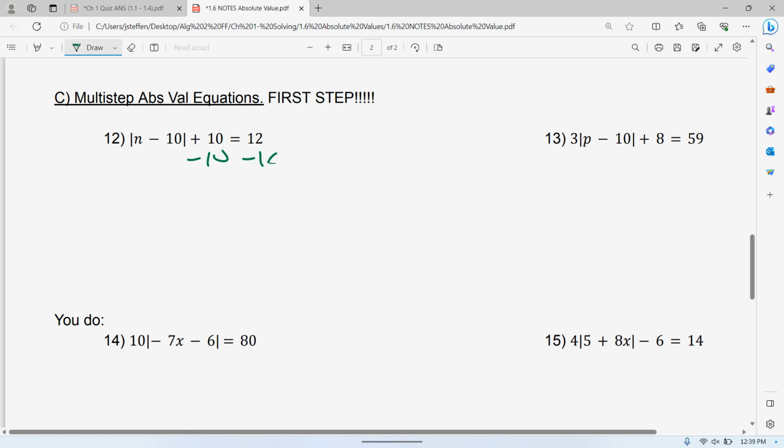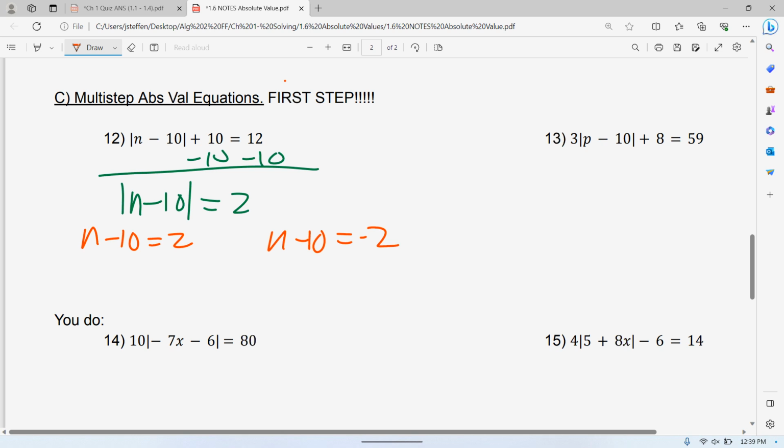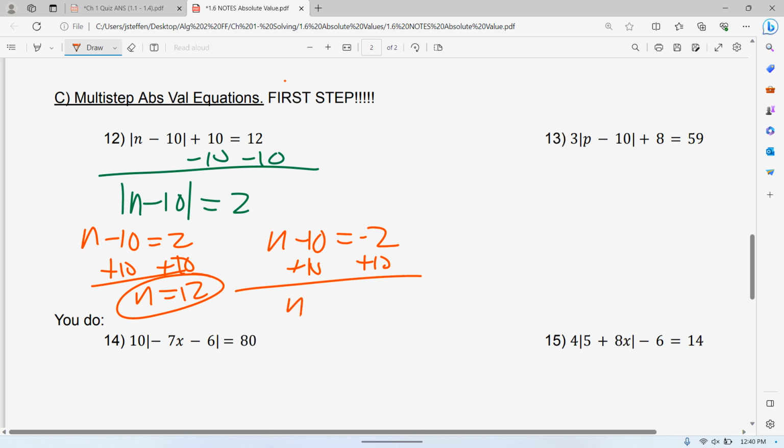So first thing you have to do is subtract 10. So absolute value of n minus 10 is equal to 12 minus 10, which is 2. Now, since the absolute value is all by itself, now is where you can get your two equations. So we have n minus 10 is equal to positive 2, and n minus 10 is equal to negative 2. And again, that's where you don't need your absolute values anymore. When you split up your equation, that gets rid of your absolute value. So I add 10, n is equal to 12. Sorry, that's a little sloppy. Add 10 over here. Again, don't get lured into thinking that it's negative 12. Negative 2 plus 10 is positive 8.